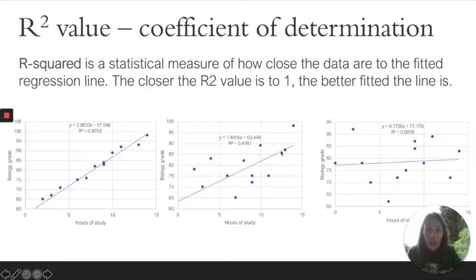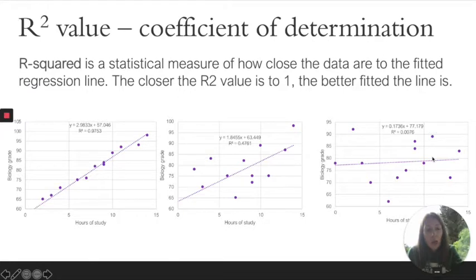In the second graph here, you can see that the R-squared value is 0.4761. The data points are much further removed from that line. And in this third graph here, they're all over the place, and our R-squared value is 0.0076. So that's not a very well fitted line at all.